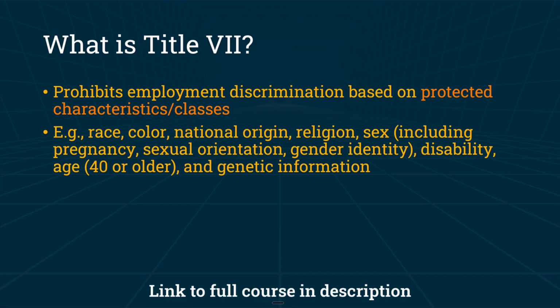A little bit more about Title VII. Title VII specifically prohibits employment discrimination based on protected characteristics or classes. This is another key term that you should be familiar with, and you should be able to link Title VII with protected characteristics. Examples of protected characteristics under Title VII include race, color, national origin, religion, sex, including pregnancy, sexual orientation, and gender identity, disability, age, for example, protecting individuals aged 40 or older, and genetic information.